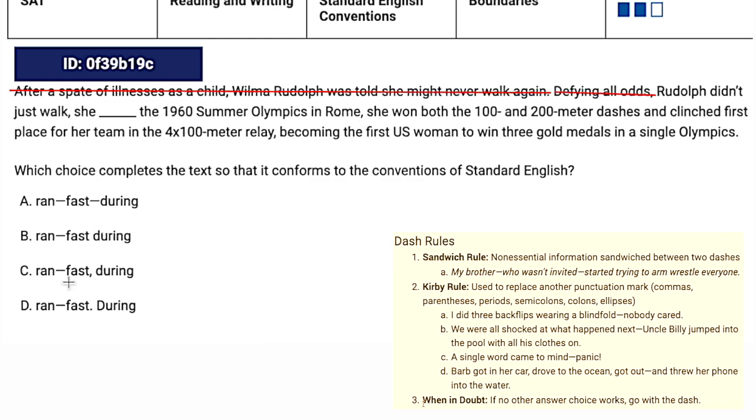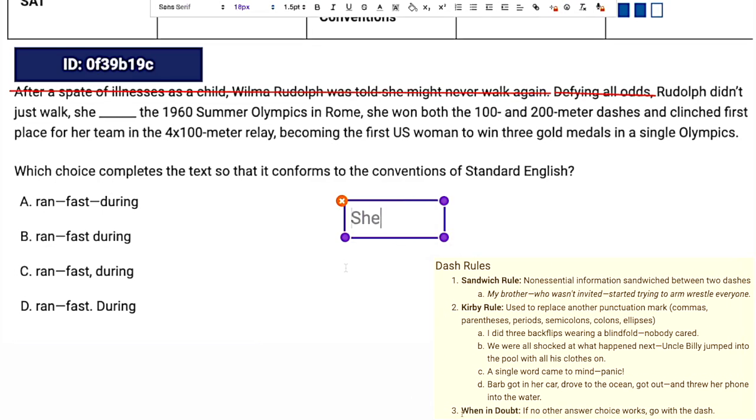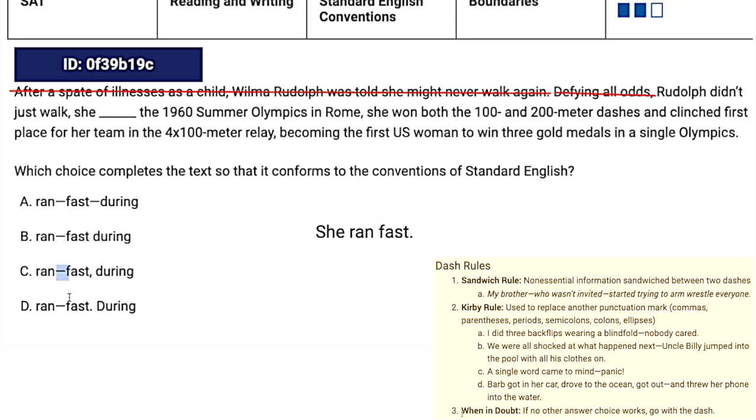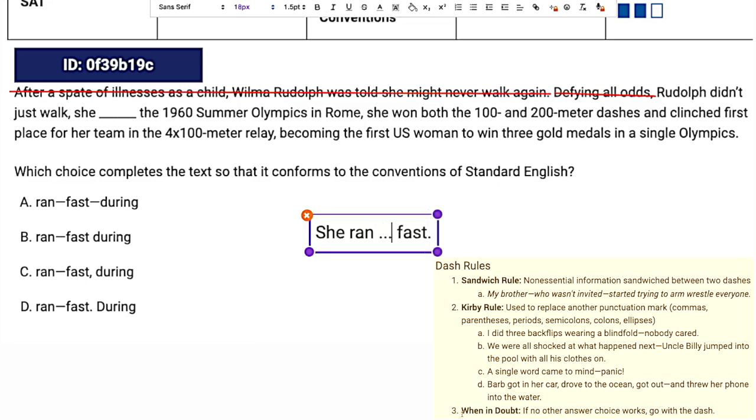So in every single answer choice, we have she ran fast, which is kind of crazy because normally we would just write she ran fast with no punctuation whatsoever. So here it would seem like all the answers are wrong. So then what's the point of having a dash here? Well, let's think about it. We could do something like this, right? She ran... fast, or maybe even she ran fast.